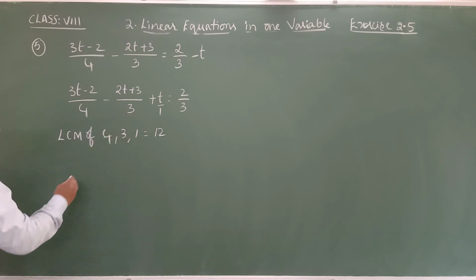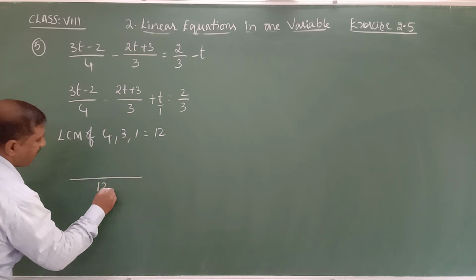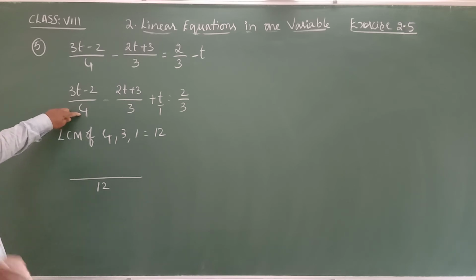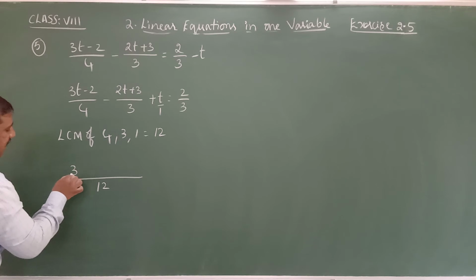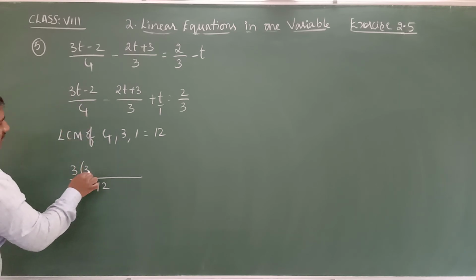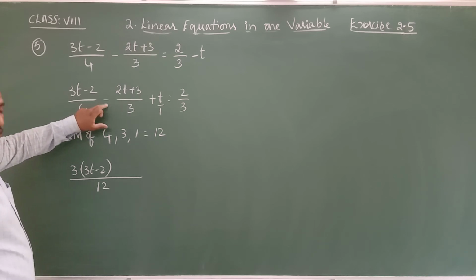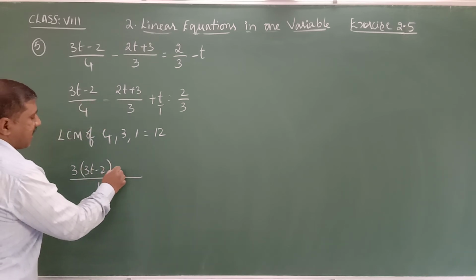Now change these fractions. The LCM is 12. Divide the LCM 12 by the first denominator 4. 4 3s are 12, 3 is the quotient. That quotient 3 is multiplied with what? 3t minus 2. Then next, what sign is there? We have a minus sign. Keep the minus sign.